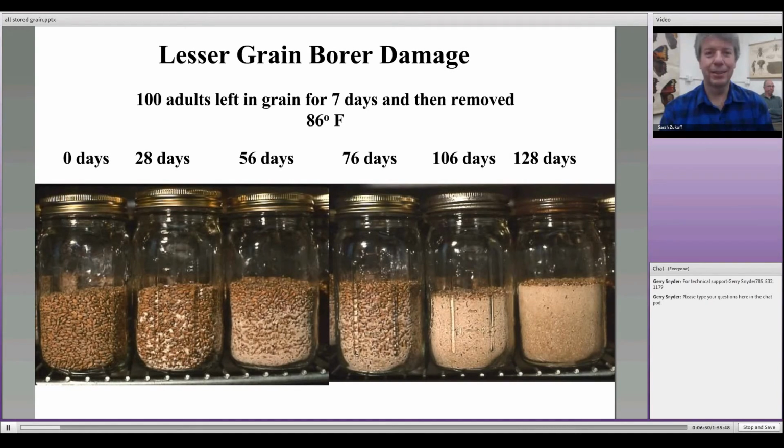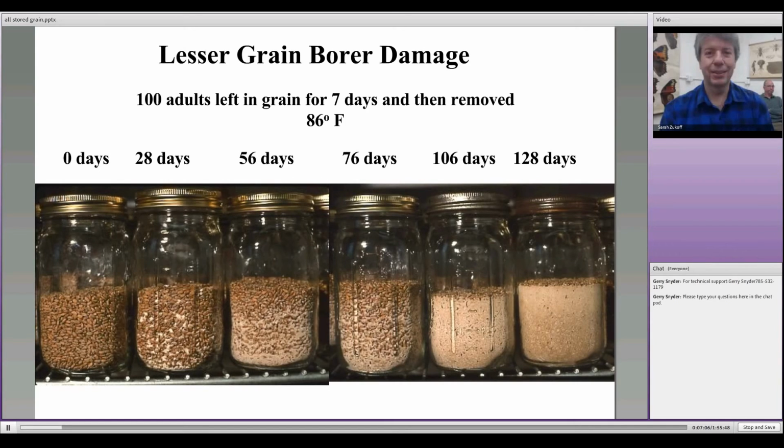We let them go for a week and then sifted out those adults. And you can see 4 weeks later, you're seeing dust. Well, that's the beginning of the emergence of the new adults and also the larvae kicking out the chewed up grain and their frass. But look, after 2 months, then you have dust all over the place.